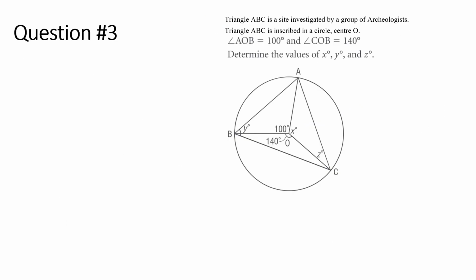All right, this is more angle question now. So as soon as you see an angle, probably it is highly possible that it asks about central angle and inscribed angle. But in any case, let's go through. Triangle A, B, and C is a site investigated by a group of archaeologists. Triangle A, B, and C is inscribed in a circle, center O. The angle AOB is given as 100. COB is given at 140 degrees. Our job is determining degree X, Y, and Z.